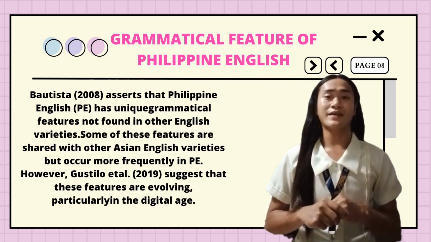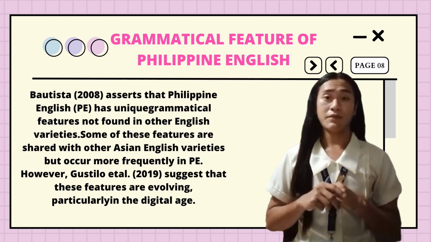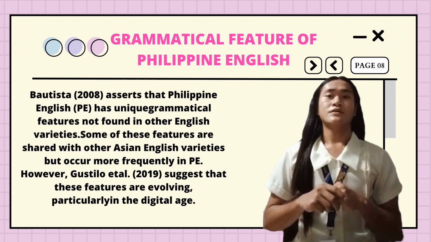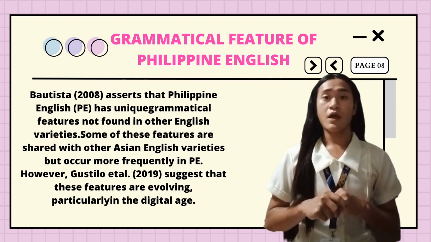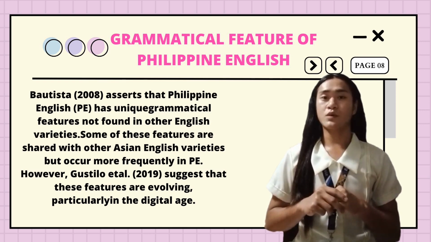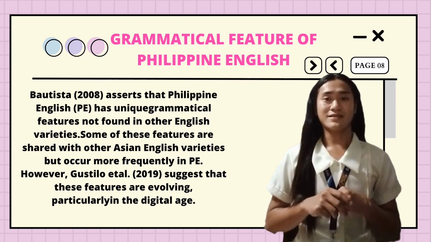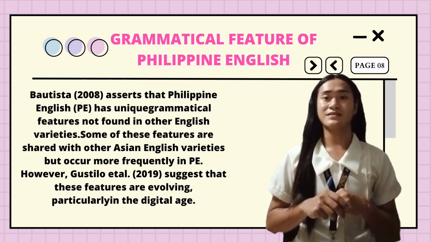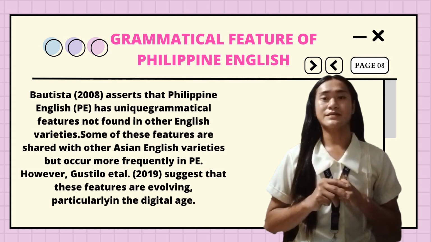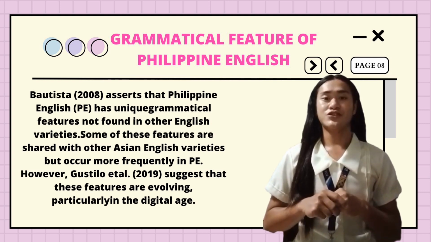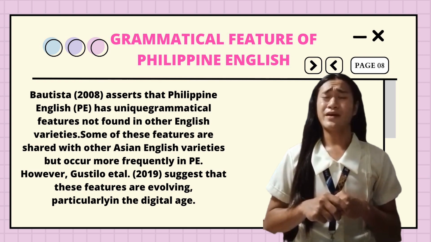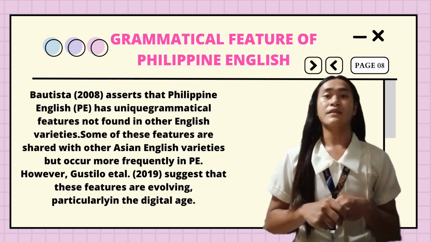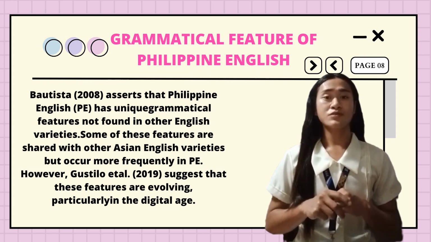So, I have here some examples. The first one is simplified verb forms. This is the use of the base form of the verb instead of the past tense or past participle. Example, he already eat instead of he has already eaten. And my last example is reduplication. Reduplication of words for emphasis or to indicate plurality. Example, now now for urgency, or house to house to mean several houses.